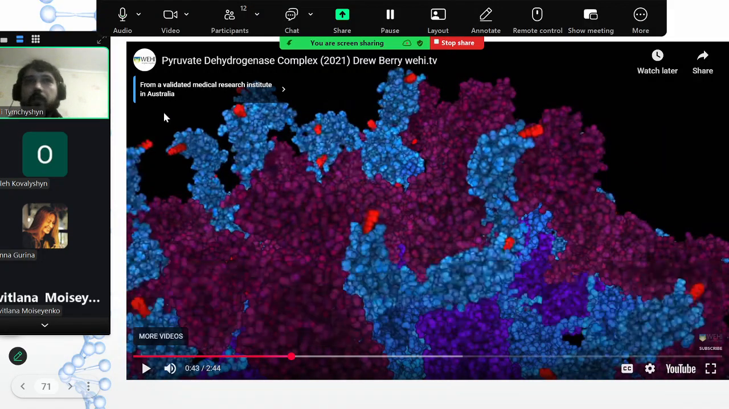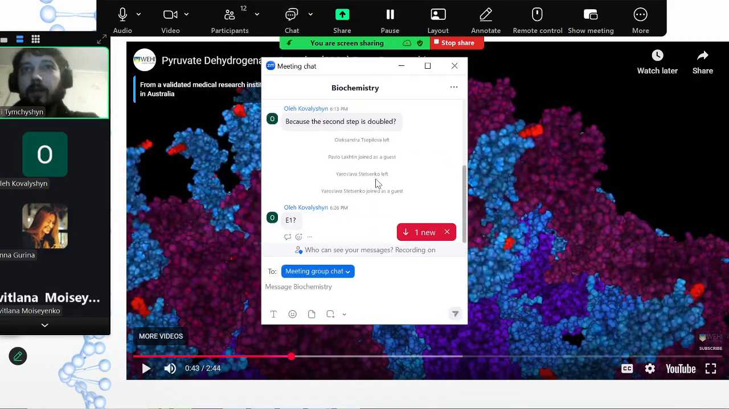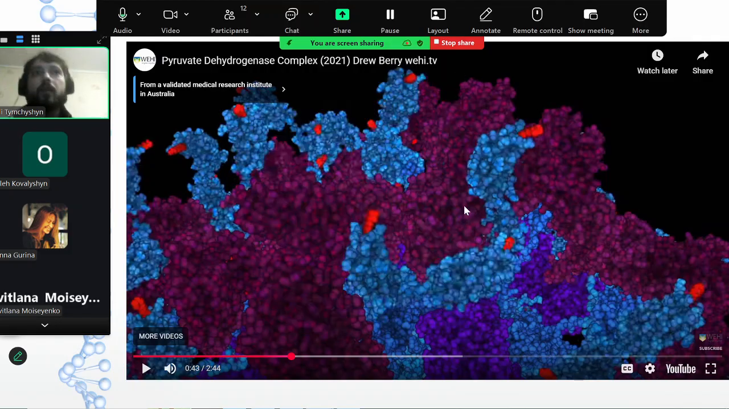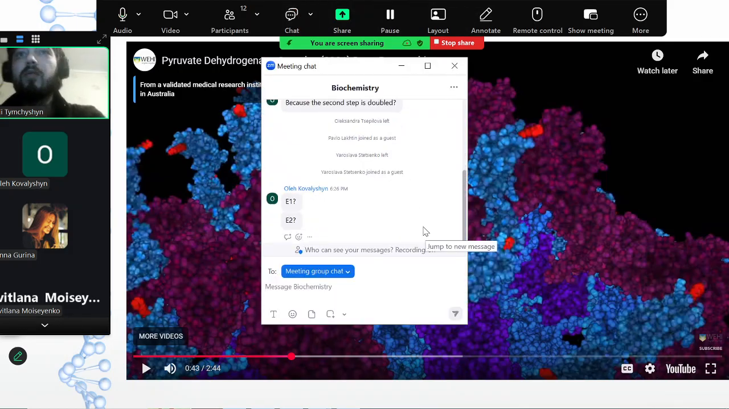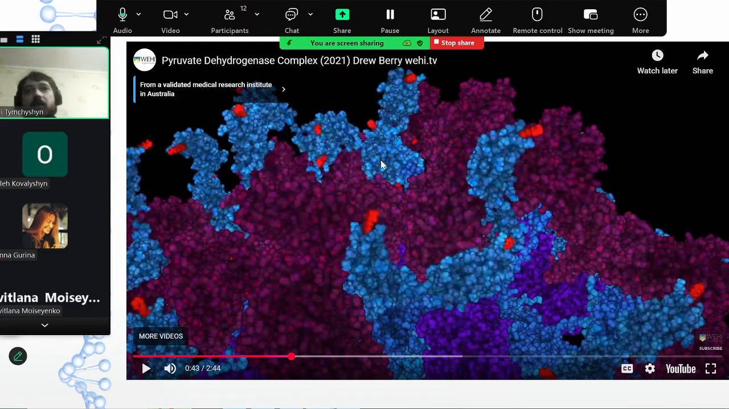So here you see our complex, and these blue things that are moving, what kind of enzyme is this? E1, 2, or 3? No, it's not E1. Which one of them did I call a hand? You remember that ring with 2 sulfur atoms? E2. Yes, I called E2 the hands. So these are that sort of hands. It's E2.